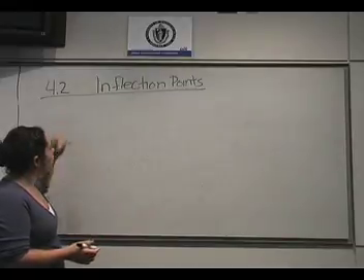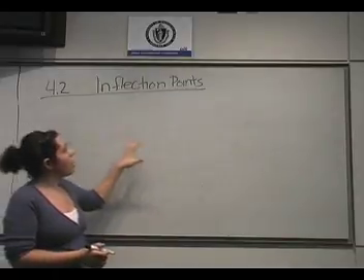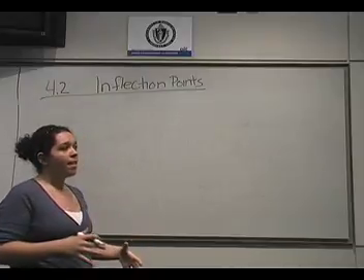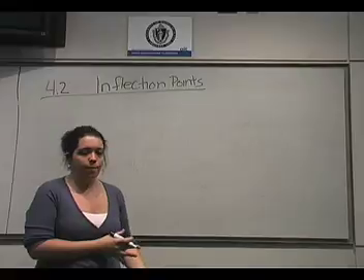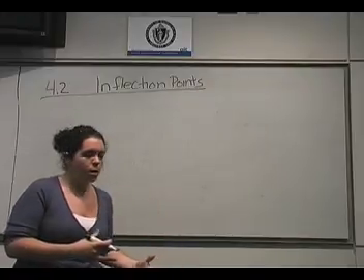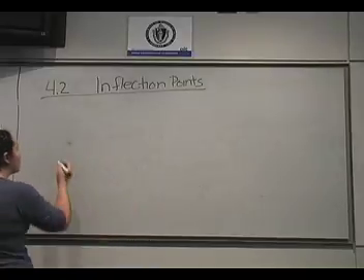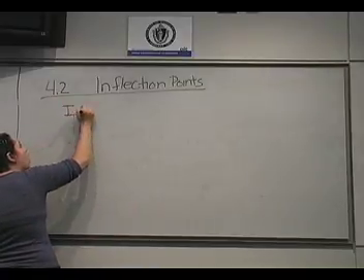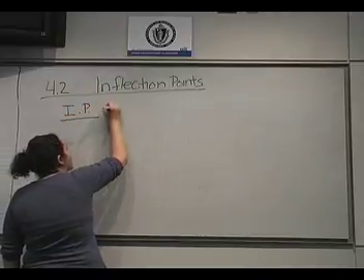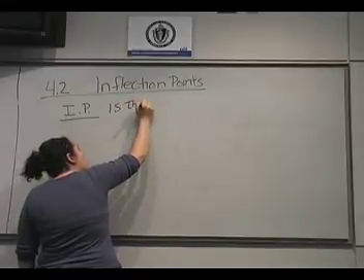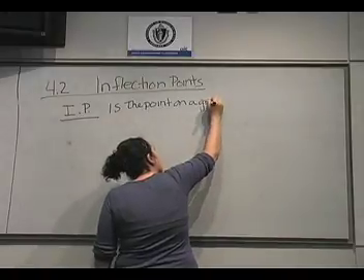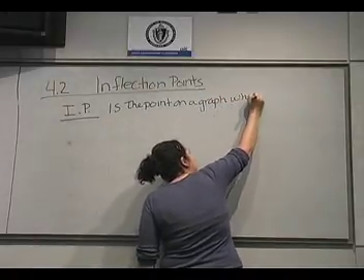All right, 4.2 is a section on inflection points. Now, we started looking at local maxes and local mins, and those were all related to the first derivative. Inflection points are something that we're going to use with the second derivative. So, by definition, an inflection point, which you'll often see notated as IP, is the point on a graph where it changes concavity.